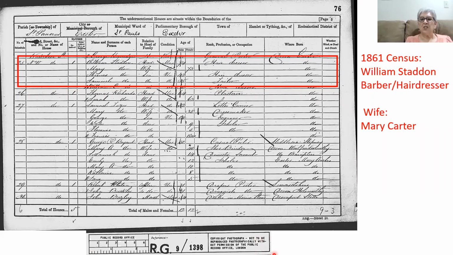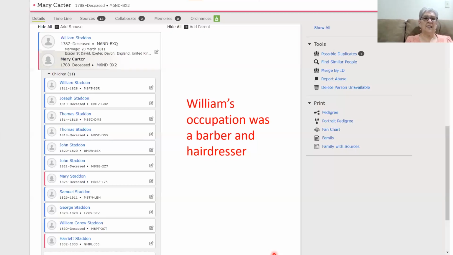By the way, I deconstructed the family on Family Search Beta. I didn't want to do it on Family Search because I wanted to show you it on Family Search, so I did it on Beta. So this is all on Beta. These family groups I'm showing you. So there's William Stadton and Mary Carter, the barber. He was a barber and a hairdresser.